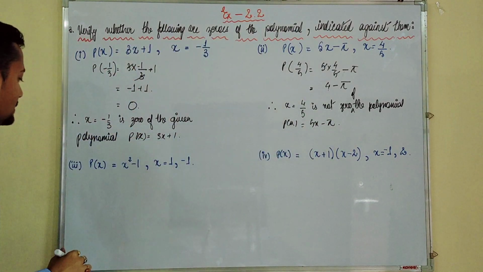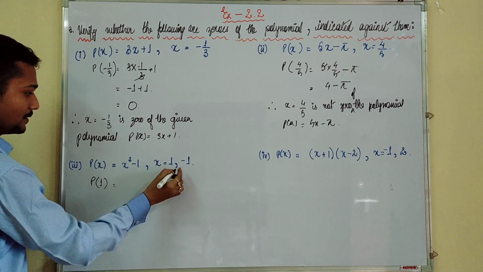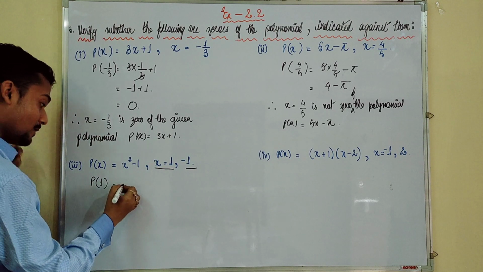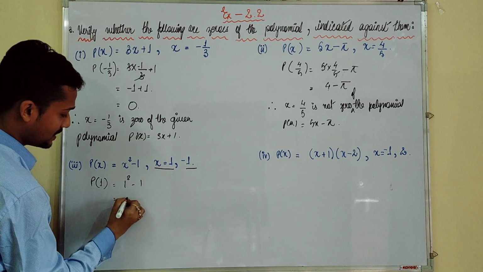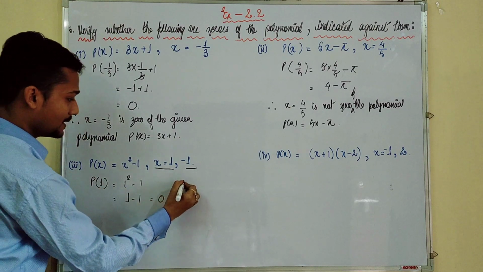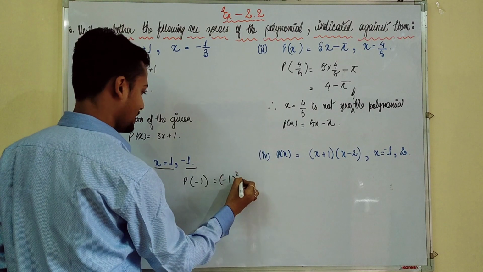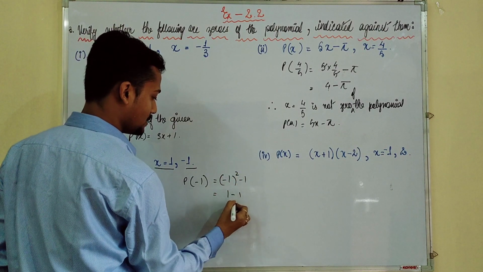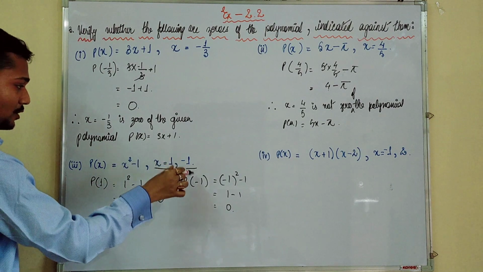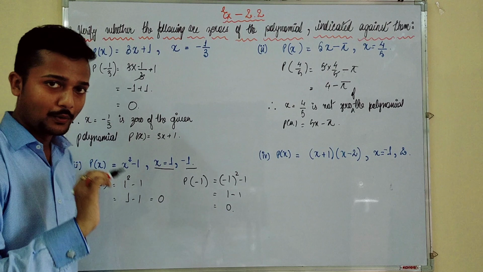Okay, next question. What will I take first? 1. First we will take 1, then we will take minus 1. Okay, P1 is equal to how much? 1 square minus 1 is equal to 1 minus 1 is equal to 0. Then P minus 1 is equal to minus 1 square minus 1, which is 1 minus 1, equal to 0. So what can you write? Therefore x equal to 1 comma minus 1 is 0 of the given polynomial.